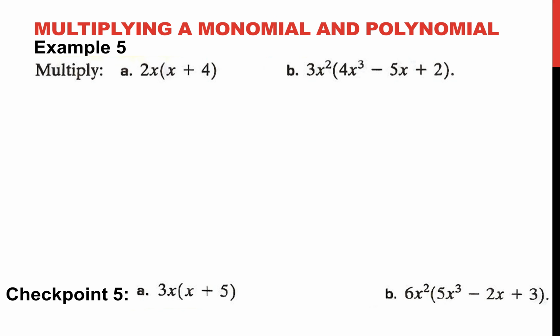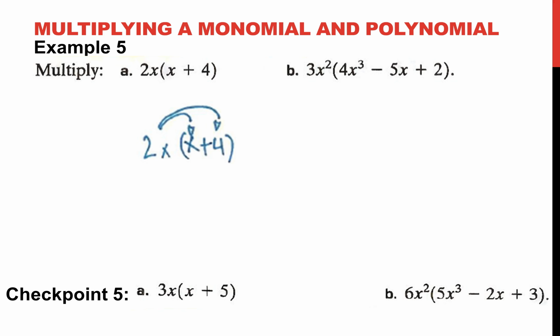So we are slowly but surely ramping up the difficulty of what we are doing. I'm going to take a monomial outside of a parentheses or grouping symbol, and I'm going to multiply it times each term inside of a binomial. Let's take a look at what that looks like. I've got 2x times x plus 4.